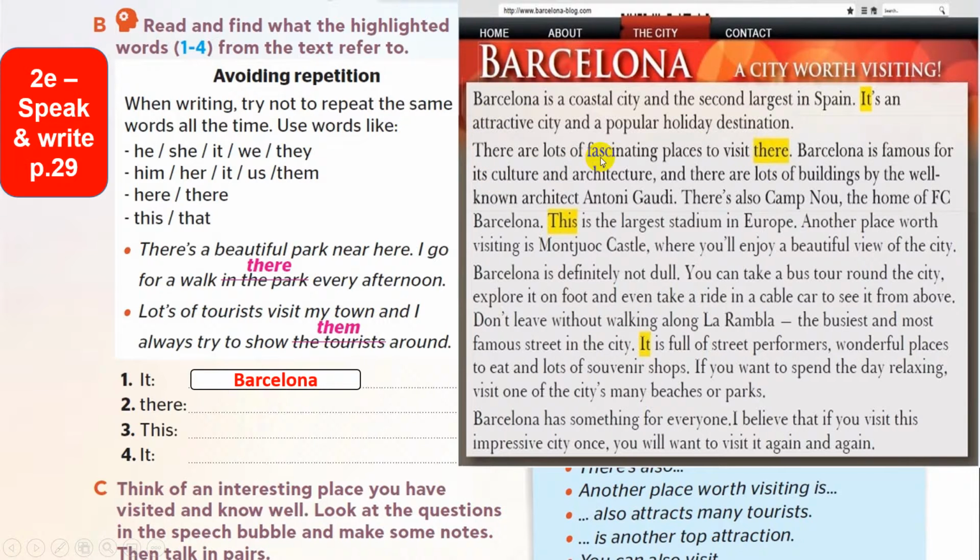There are a lot of fantastic places to visit. Yeah, again, I'm talking about Barcelona. Then you have this in the second paragraph. Go back. There is also Camp Nou, the home of Barcelona. That's right. So I have here Camp Nou. Then you have it. Go back, and the correct answer is La Rambla. Okay, done with this part.